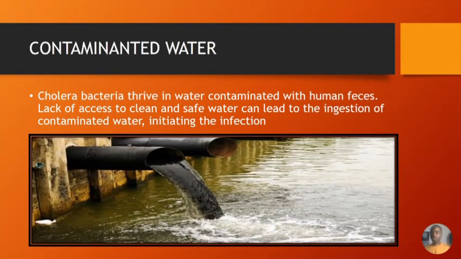Let's look at contaminated water. Cholera's bacteria thrive in water contaminated with human feces. This is where it is much more likely to spread, where the Vibrio cholerae actually thrives. Lack of access to clean and safe water can lead to the ingestion of contaminated water, initiating the infection. That's how you get the cholera infection, because contaminated water will lead to infection of the human being, as you have seen from the image, where water is contaminated with human feces and there is a lack of access to clean, safe water.